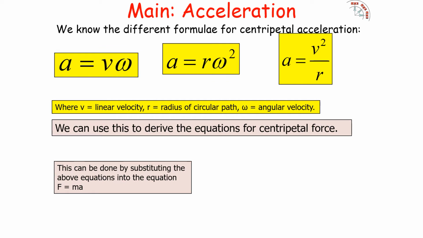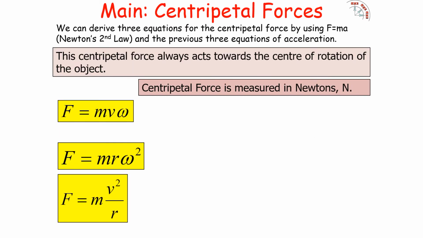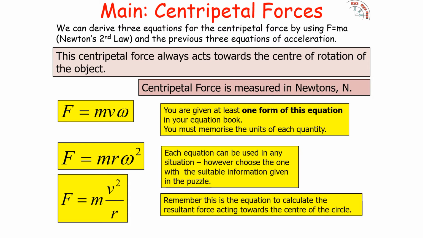What we can also do is work out an equation for the resultant force by saying F equals ma, working out a and subbing it into that equation. We can use this process as circular motion is an application of Newton's laws of Newtonian mechanics. So F is equal to m v omega, F equals m omega squared r, or F equals m v squared over r. Again, you'll be given at least one form of the equation in your equation book, and each equation can be used in any situation. And remember, this is the equation to calculate the resultant force acting towards the center of the circle.